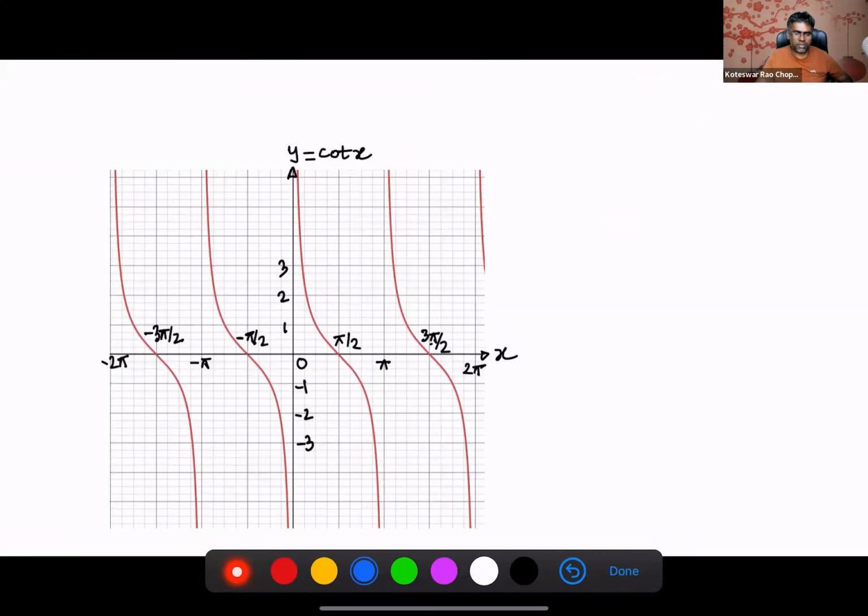Now cot x. Cot x kya hai? It's similar to your tan x, but a little different, because your cot x is cos x by sin x. Here the trouble comes when sin x is 0. So you see that the breaks are happening around 0, pi, 2 pi, minus pi. So there you have those breaks. Other than that, all the real values are given by this function. Fair enough.